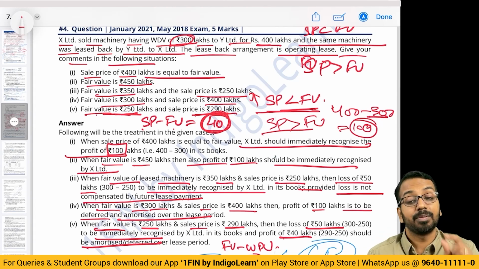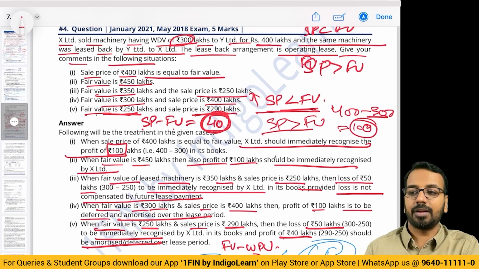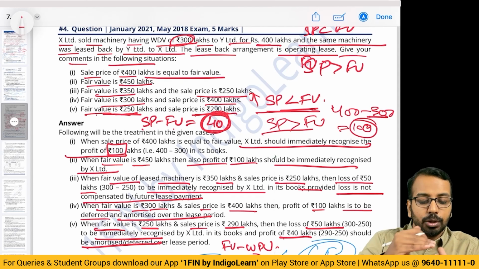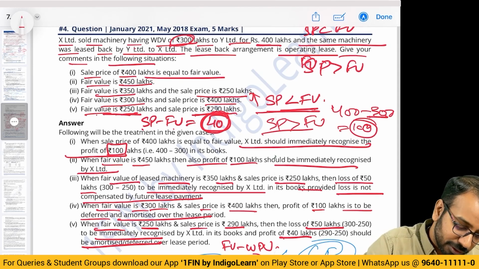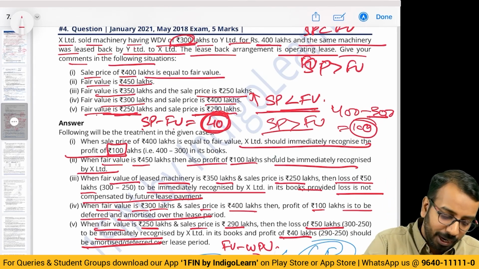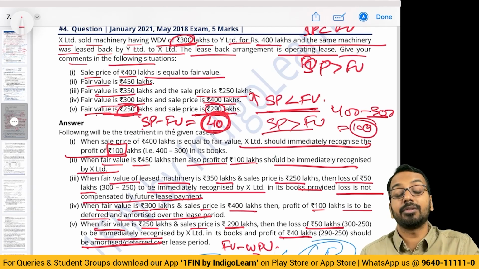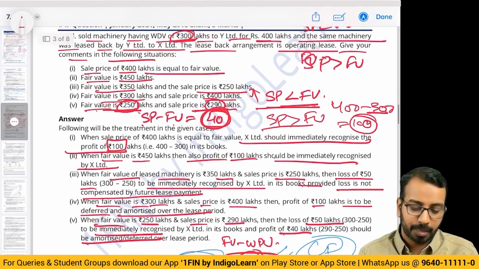So basically the trick that you have to remember is, if the selling price is more than the fair value, you will restrict your calculations to fair value only. So fair value is how much? 250. WDV is how much? 300. We will say there is a loss. And the difference between these two, that excess amount that you have received, will be deferred and amortized. Is this clear?